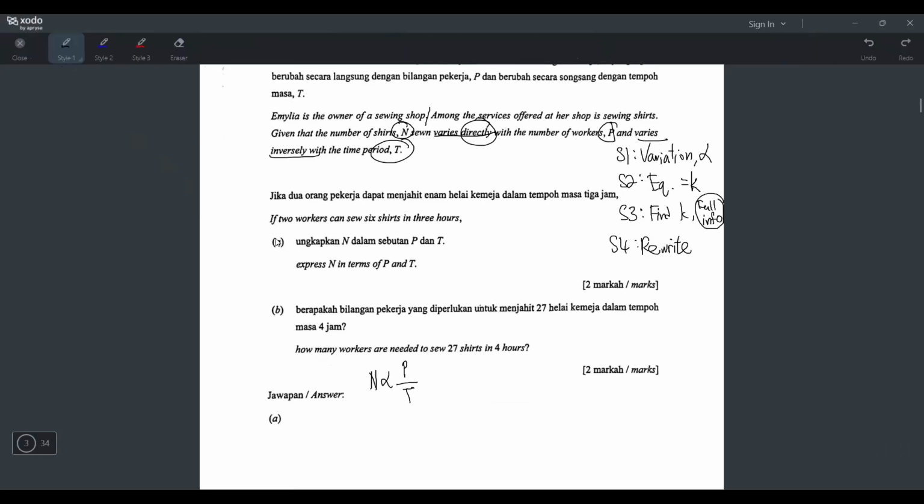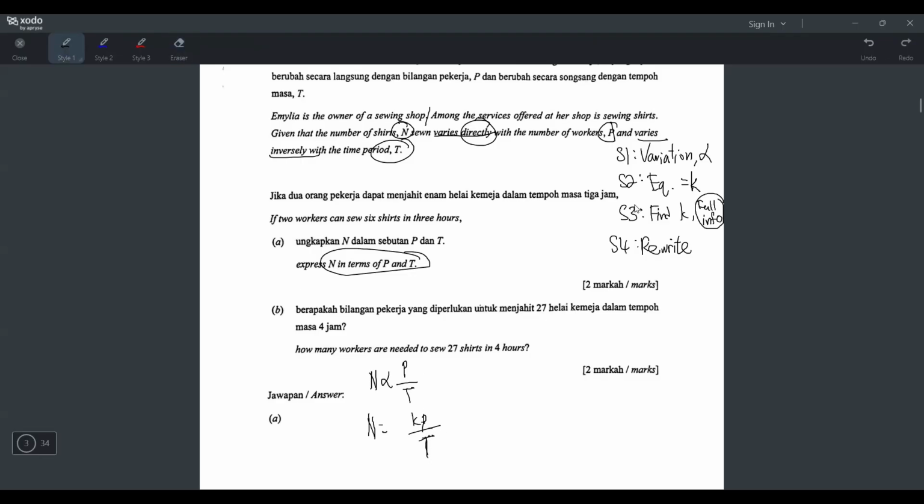let's do A first. So they want you to express n in terms of p and t, right? It means they want you to do until step 4 lah. Because if they want n in terms of p and t, you need to convert this to equals, and then you have to find k, or else how can you write this, right? So n equals, this variation symbol can change to equals, and then k times p over t. But you can actually do it fast. You can straight away write the k on top like this, because when you take k times p over t, it means the k will just multiply on top, right? So this is how my working looks like now.